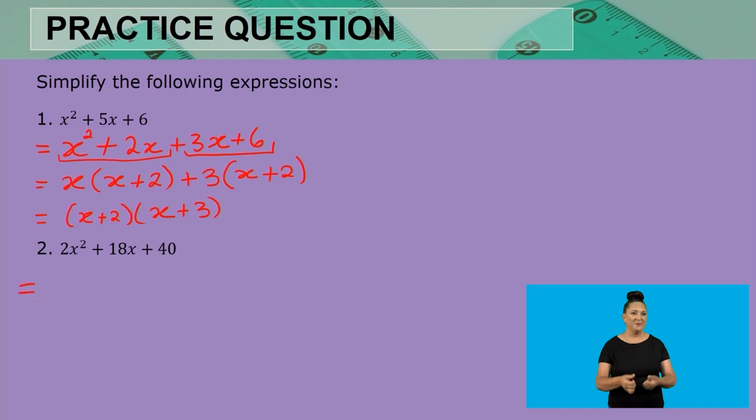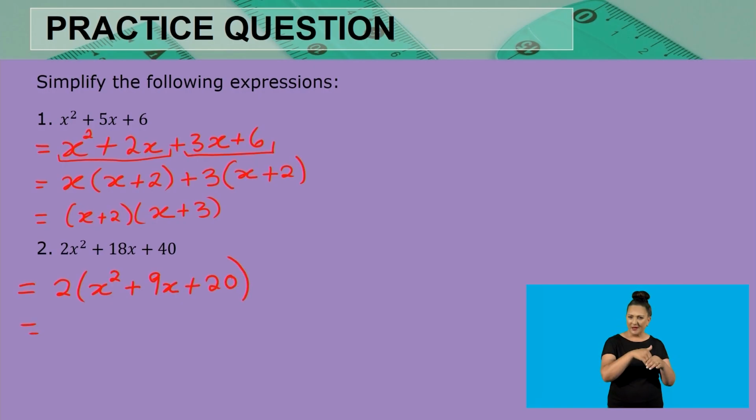Let's look at number 2. When we look at the second one there, we can see that we have a common factor, that value of a. That is a common factor of 2. So when we take out a common factor of 2, we are left with x squared plus 9x plus 20.